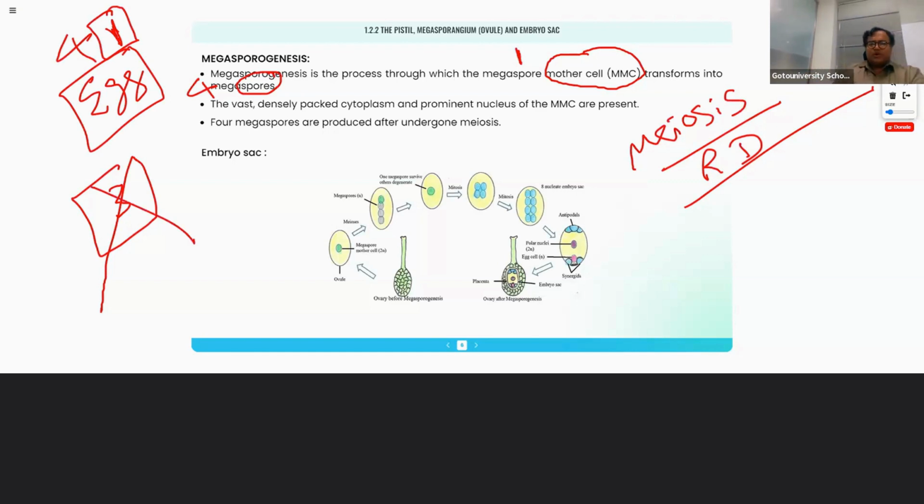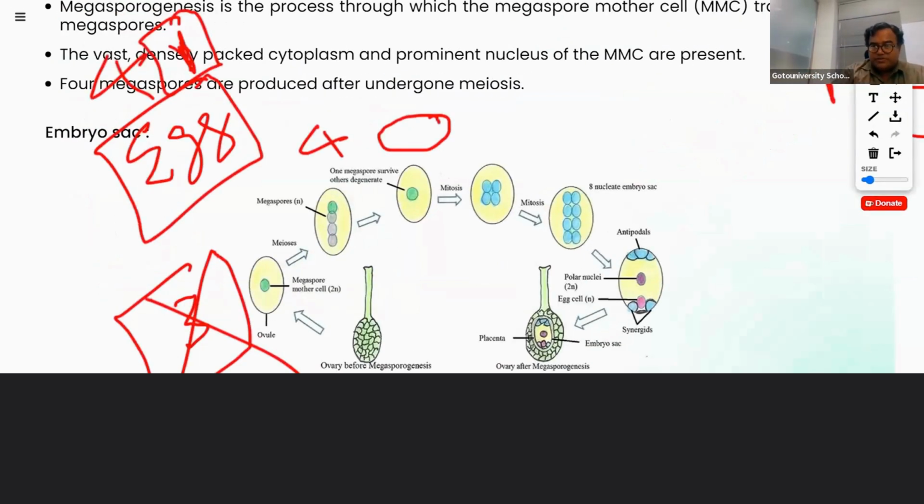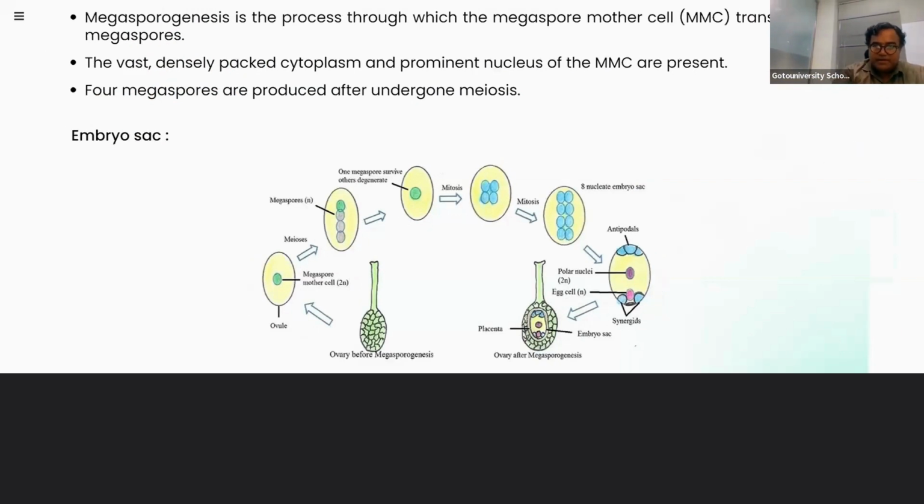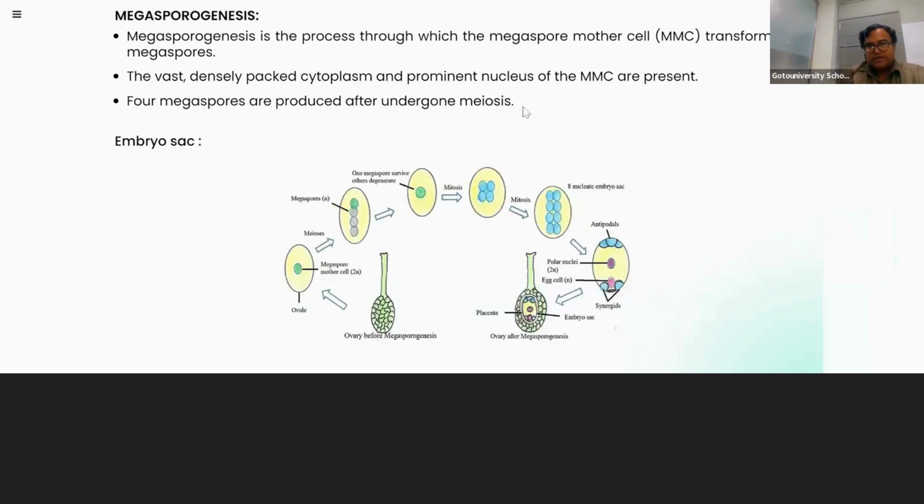Now we need to understand this entire process. We are zooming in and showing it to you for your better understanding. If you're talking about the structure, when you observe our portal, you can see the eight-nucleated embryo sac.